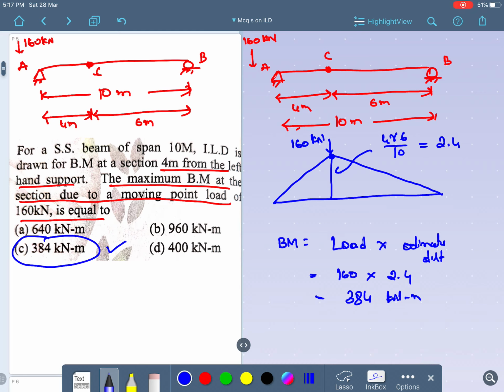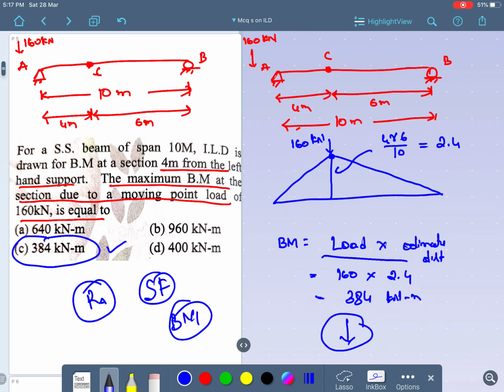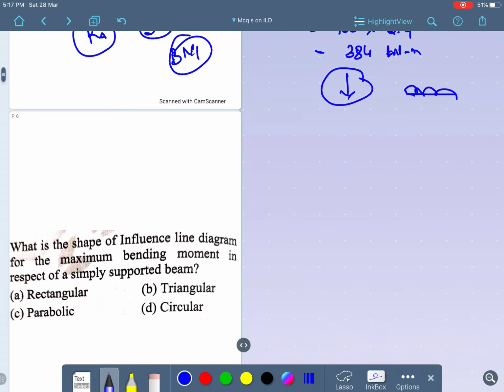Whatever the structure they give, they may ask for reaction, so you should know how to draw the influence line diagram for reaction. They may ask for shear force, or they may ask for bending moment. That is one thing. The second thing, they may give a point load, which means load into ordinate distance. If they give a uniformly distributed load, I have already given you the chart in my lecture series. Please make use of the chart for the placement of the load on the particular point on the beam. Fine. Let me move on to the next question.